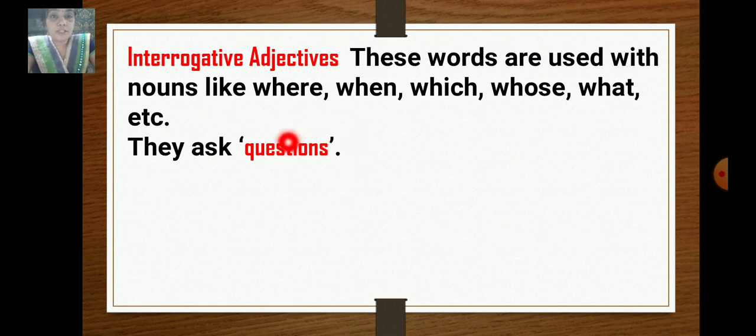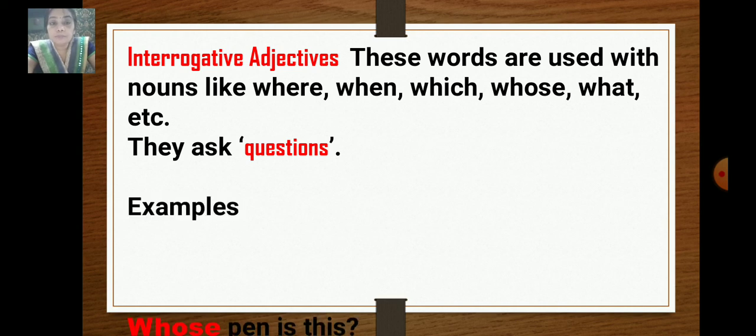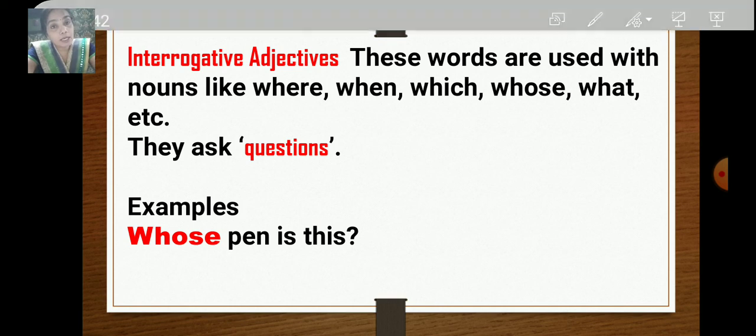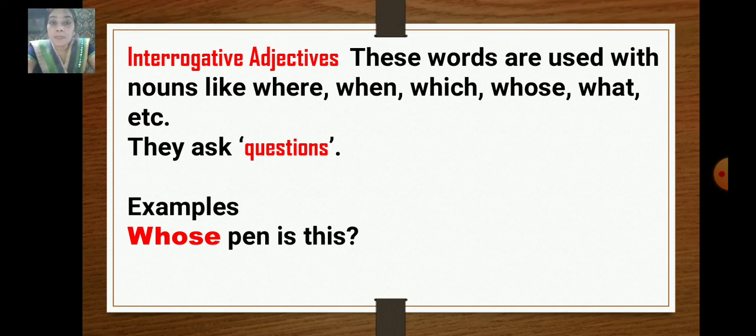Interrogative adjective is very simple. If you find question words in a sentence, it is an interrogative adjective. These words are used with nouns, like where, when, which, whose, what, etc. For example, whose pen is this? It's very easy to find the interrogative adjective. If you find any question word with a question mark, it is an interrogative adjective. Interrogative is nothing but questions.